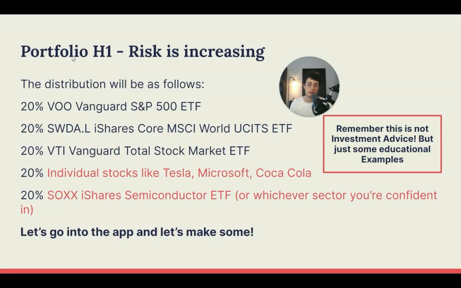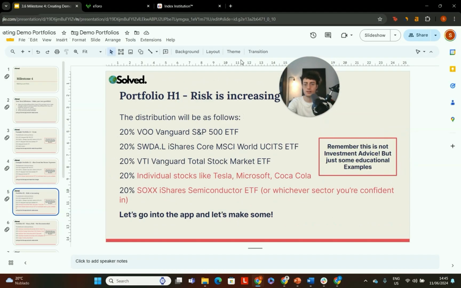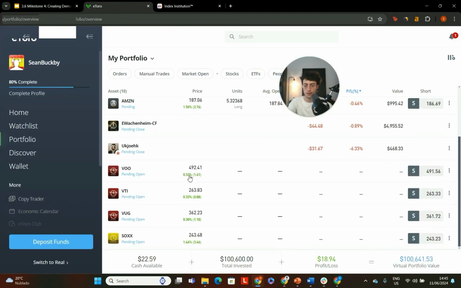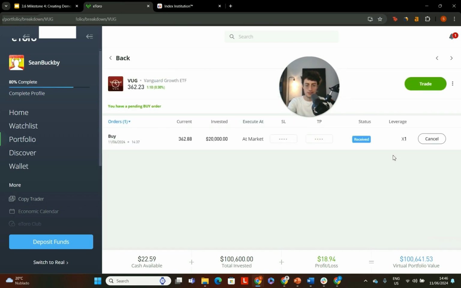And now we're going to portfolio H1. So now it's H because it's higher risk, where we start investing into individual stocks like Tesla, Microsoft, Coca-Cola. So in this case, I think we're getting rid of our growth ETF and we're starting to invest into individual stocks. So if we go back here, we want to get rid of our growth ETF, which is, I believe, VUG. So let's cancel this.